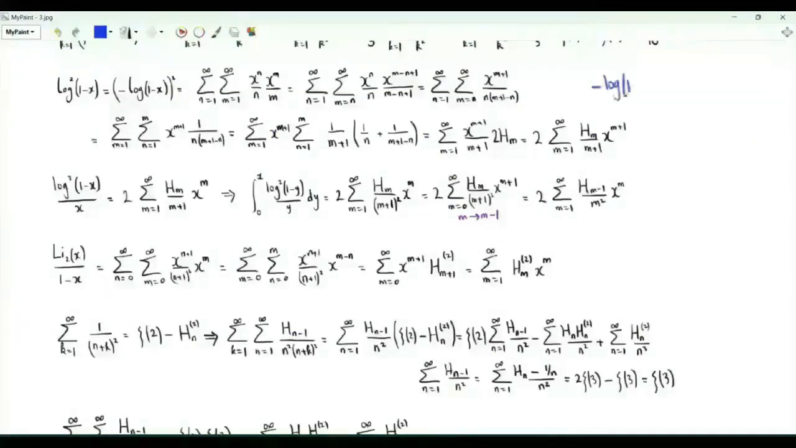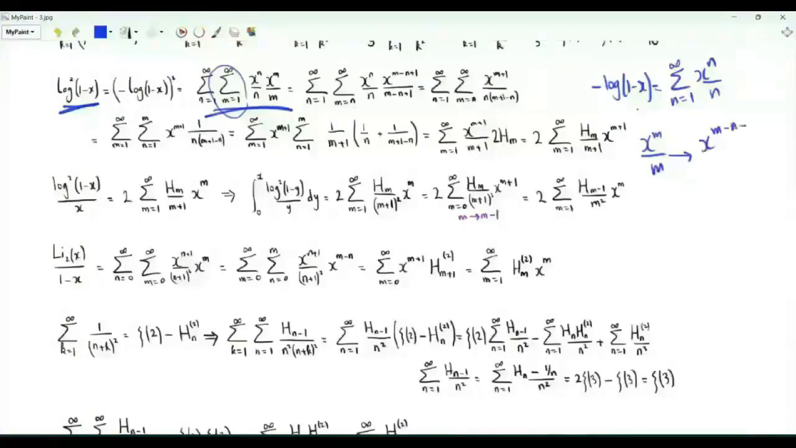When the magnitude of x is less than 1, we have minus log of 1 minus x equal to the summation over n from 1 to infinity of x to the n over n. Square both sides. Rewrite the sum over positive integer m as summation over m from n to infinity. So x to the m over m must be changed to x to the m minus n plus 1 over m minus n plus 1. When we multiply, we get x to the m plus 1.